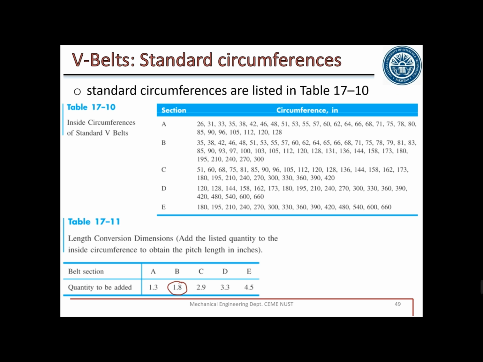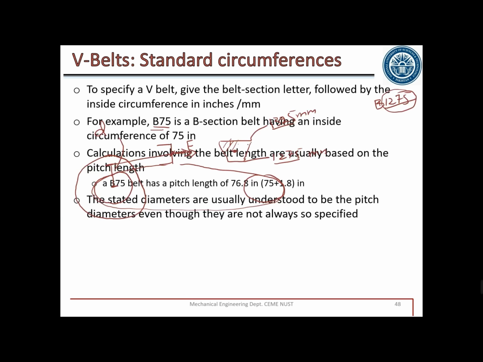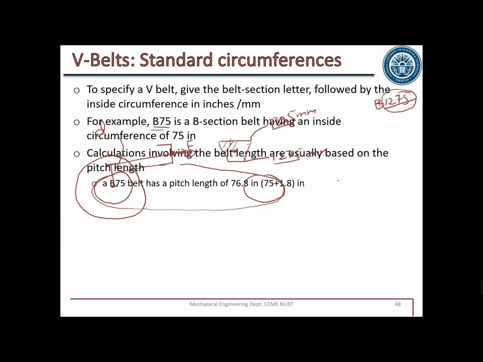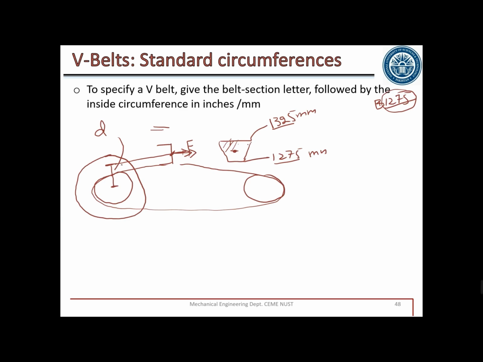In millimeters, this correction factor is 45. In SI units for a B type belt, the correction factor is 45. So this 1275 belt will have a total circumferential length equal to the 1275 inner circumferential length plus the 45 correction factor.